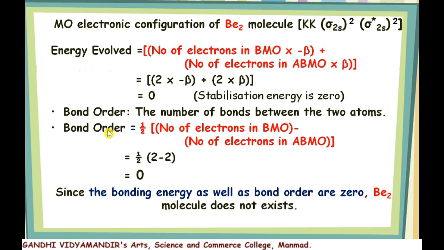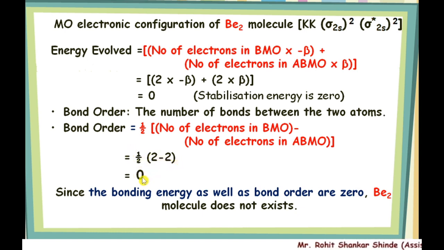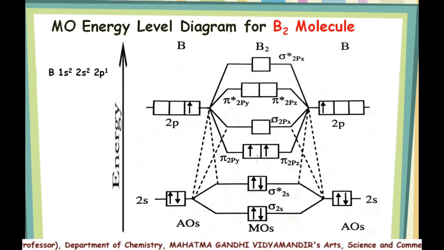Bond order can be calculated by using this formula: 1/2 (number of electrons in BMO minus number of electrons in ABMO). Both possess 2 electrons. So 1/2 (2 minus 2) becomes 0. Since the bonding energy as well as bond order are 0, hence the Be2 molecule does not exist.